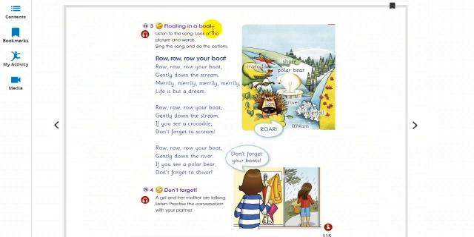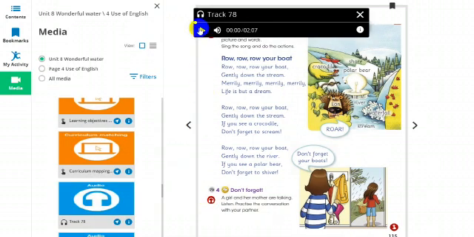Floating in a boat. Listen to the song, look at the pictures and words, sing the song and do the actions. So now here we are going to enjoy this song and sing along with me. So let's begin. We are going to start the audio. Let's enjoy it together. Track 78.